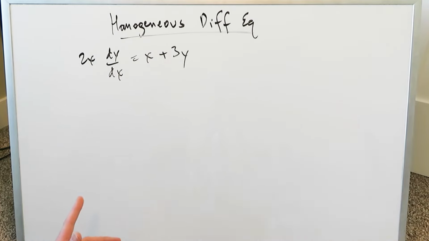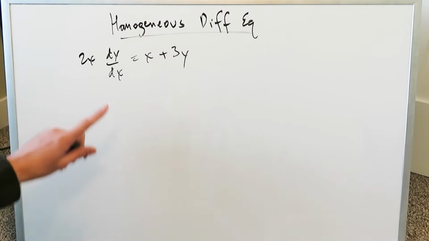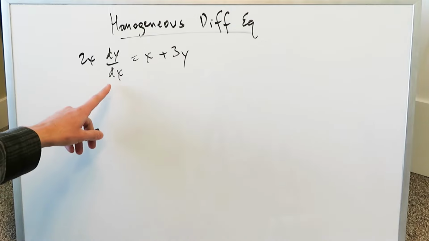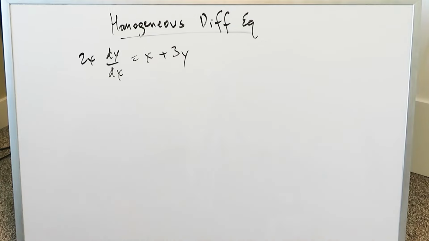We're continuing here with the two questions on homogeneous differential equations, the purpose being to solve them for additional practice. You have 2x dy over dx is equal to x plus 3y. This item here shows it to be a first order differential equation and you have to solve it.